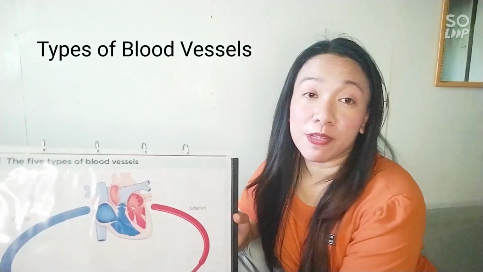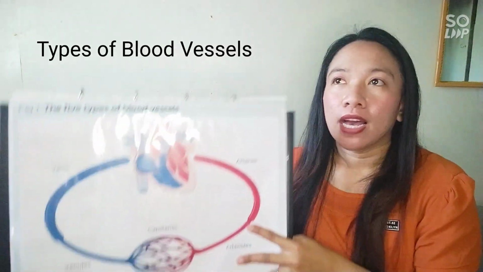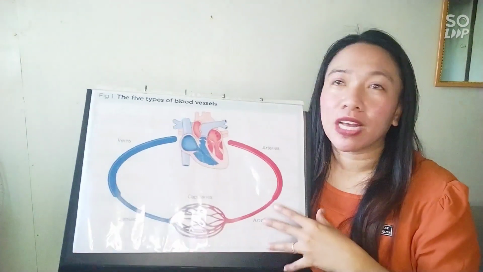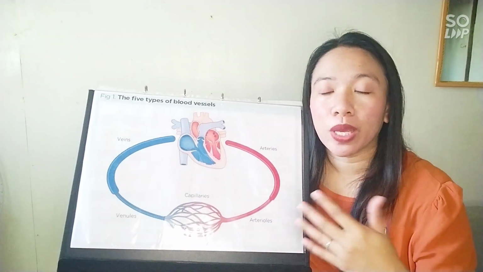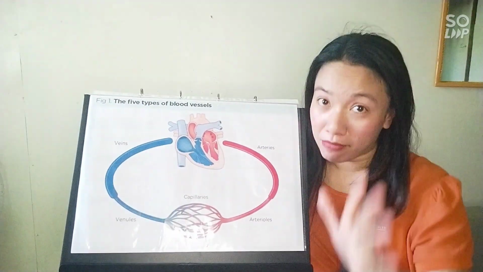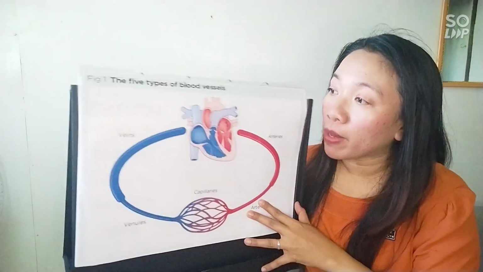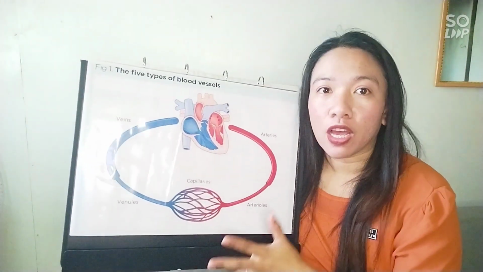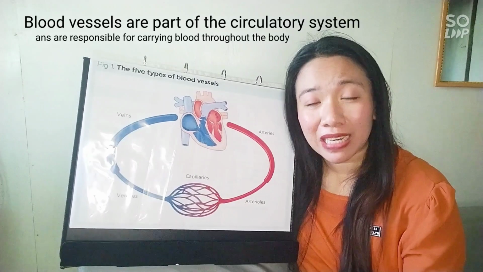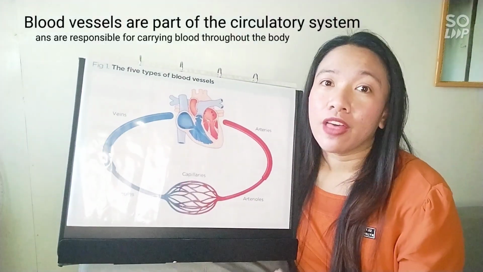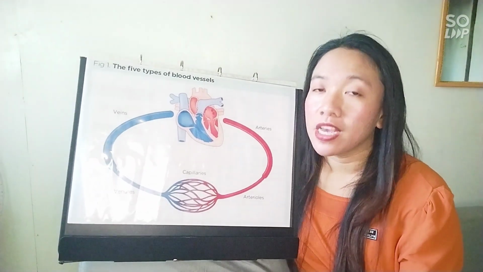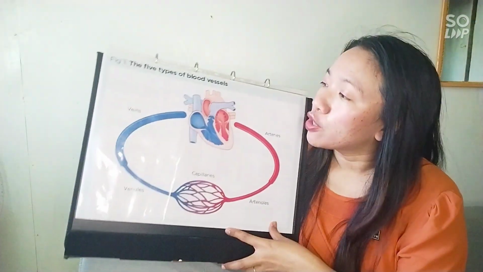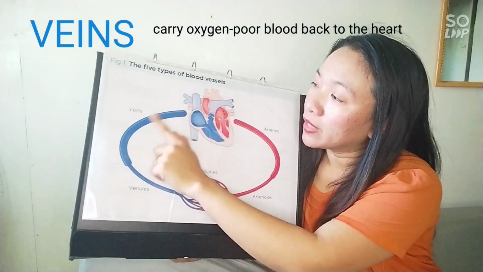So, as we all know, we have types of blood vessels, diba? Specifically, meron lang tayong tatlo, pero if we're going to look deeper, meron talagang 5. So, as we know, meron tayong blood vessels. Ano nga ba yung mga blood vessels? Ito yung mga tubes. They are the carrying vessels ng blood. Okay? So, meron tayong veins.